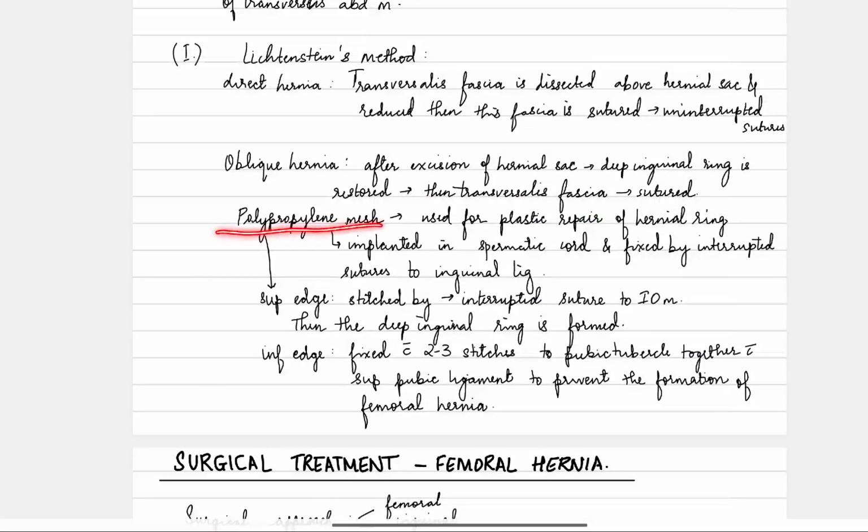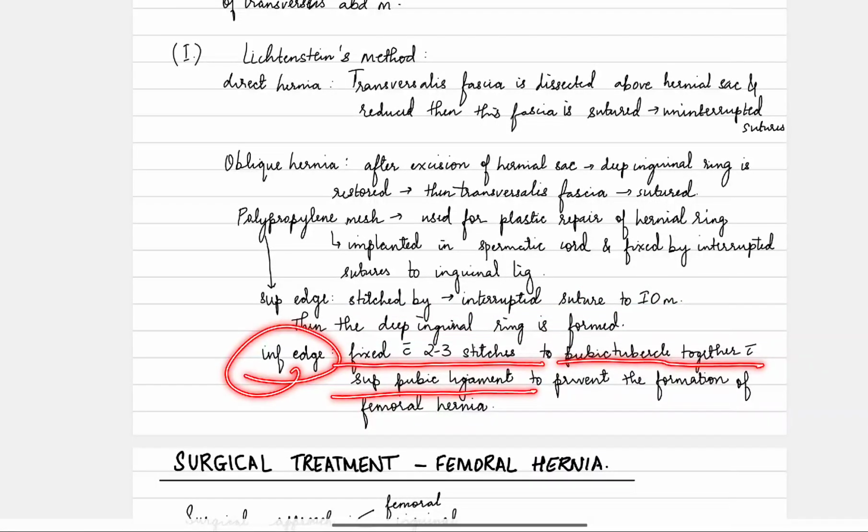Here, polypropylene mesh is used for plastic repair of the hernial ring. Implanted under the spermatic cord and fixed by interrupted sutures to the inguinal ligament. Now, the superior edge of the polypropylene mesh is stitched by interrupted sutures to the internal oblique muscle. Then the deep inguinal ring is formed. The inferior edge is fixed with 2 to 3 stitches to the pubic tubercle together with the superior pubic ligament to prevent the formation of a femoral hernia.